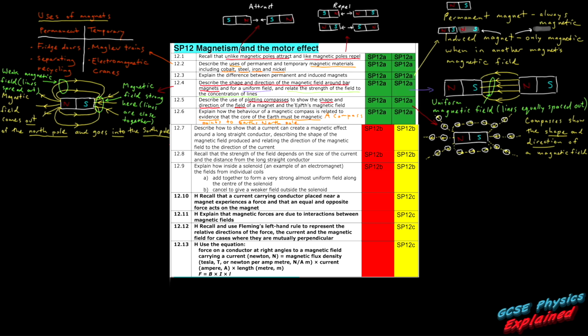Describe the use of plotting compasses to show the shape and direction of the field of a magnet and the Earth's magnetic field. So the field around a magnet, what you basically do is just put plotting compasses all over the place. You can see I've strategically placed them to show that the field comes out of the North Pole and goes into the south. So these compasses here would show the shape and direction of a magnetic field.